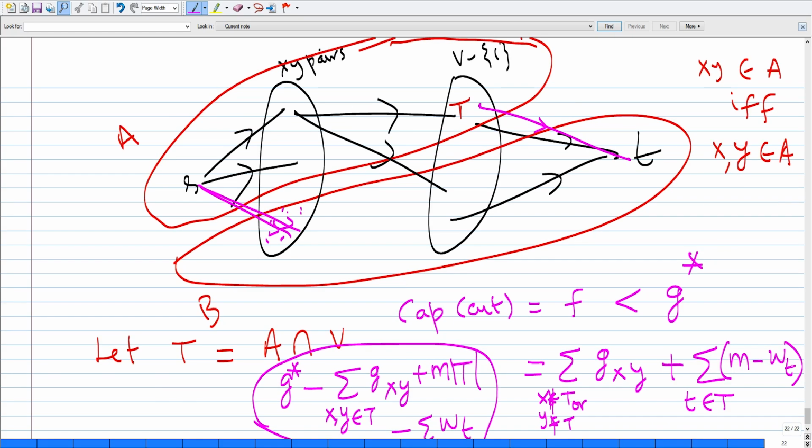Everybody with me? Now I come to G star. So, this is the capacity of the cut, okay, these two. I have written, so this quantity is exactly here, m times the cardinality of T minus the summation of W t. This is exactly copied here. This quantity I have written as G star minus the summation of G x y in T, because G star is all the G's together. So, I have subtracted out those where both are in T.